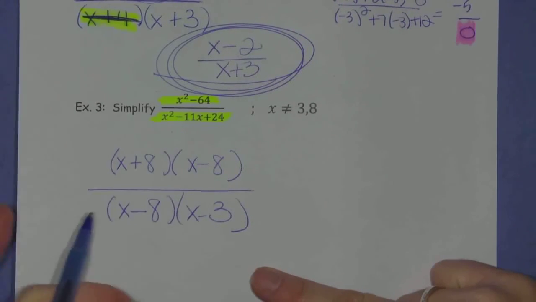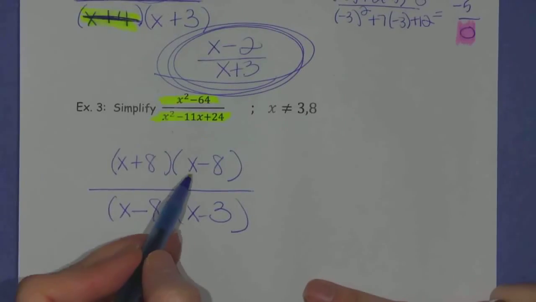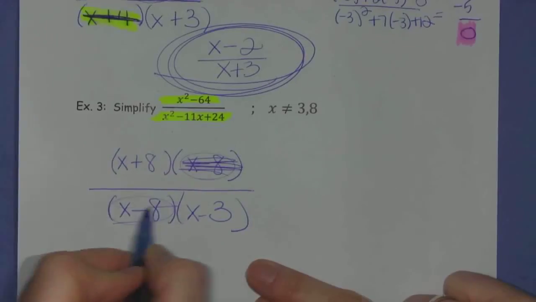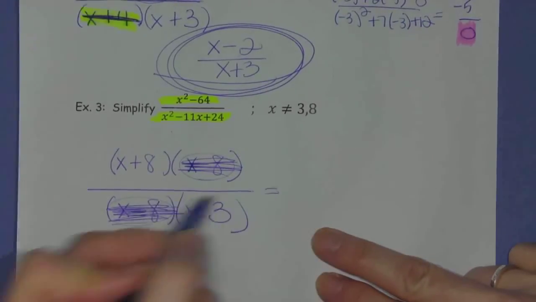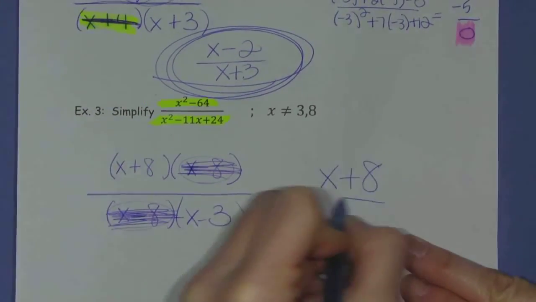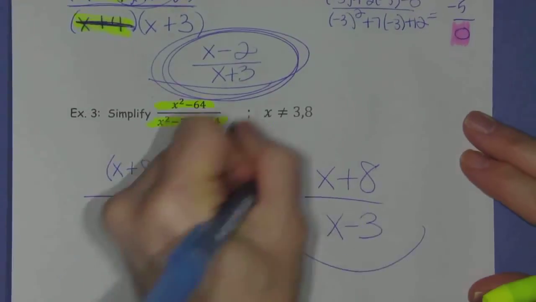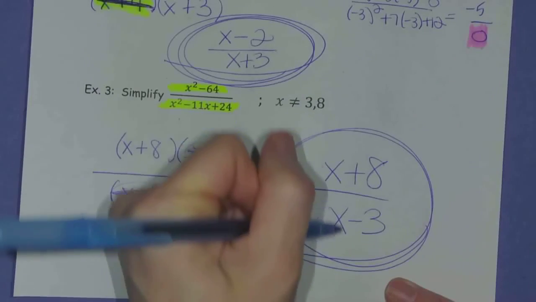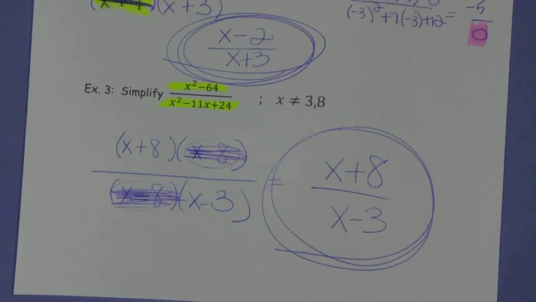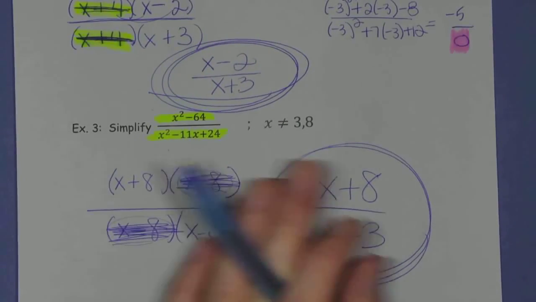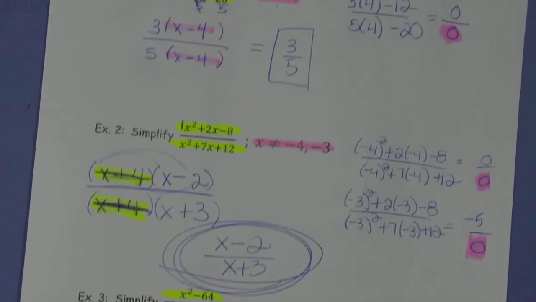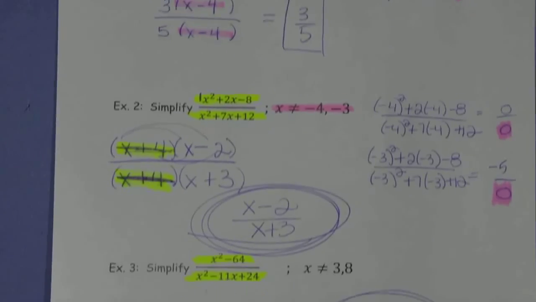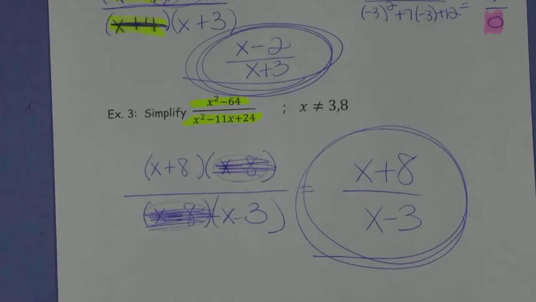Now you scan it, anything similar top to bottom, you see an x minus 8 with an x minus 8. It all goes out, and I'm left with x plus 8 over x minus 3. Final answer. We may not cancel these out because of what we just discussed on the back side. All right, so this is how you simplify rational expressions. Factor, factor, cross. Okay, thanks for watching.